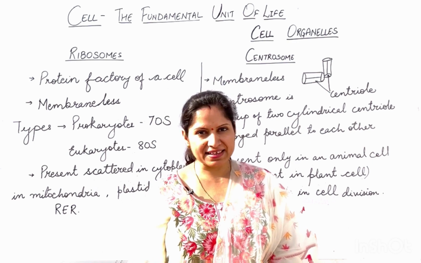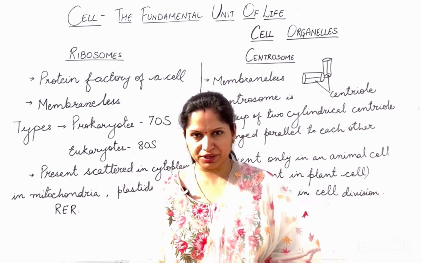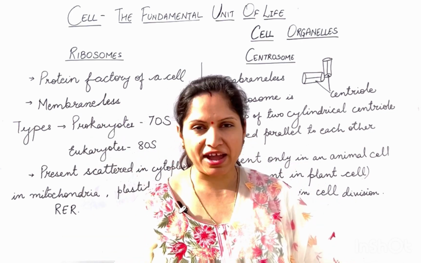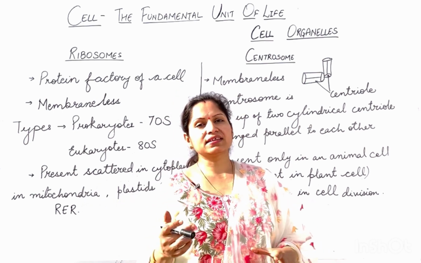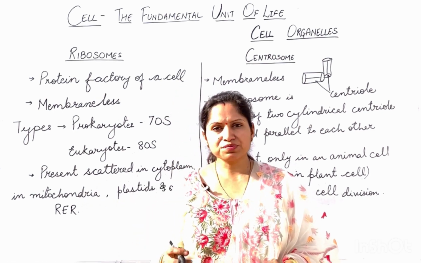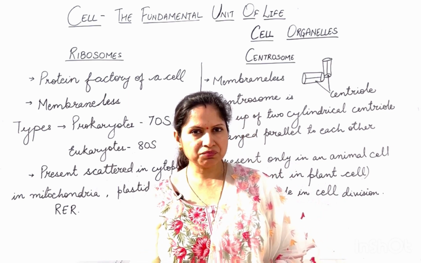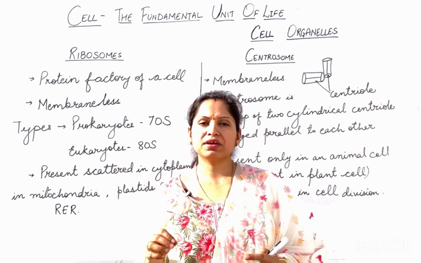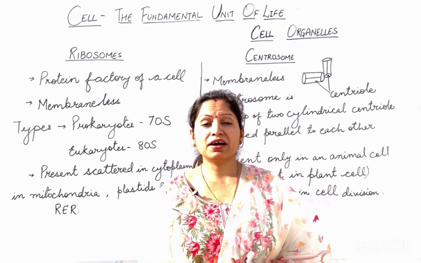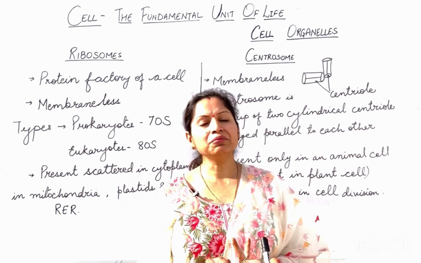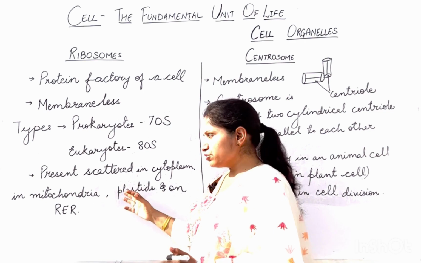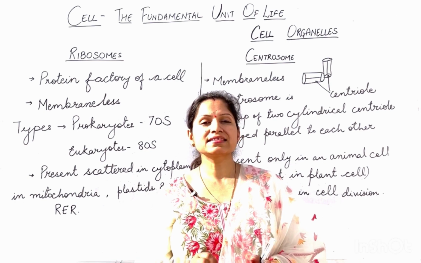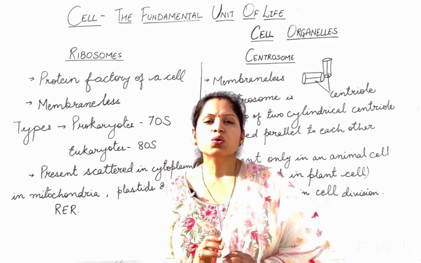Next two cell organelles are both membraneless, that is, they do not have any membrane around them. So the first one is ribosomes. Ribosomes are known as the protein factory of a cell. They help in the synthesis of proteins. Ribosomes are seen over the rough endoplasmic reticulum, found scattered in the cytoplasm, means here and there in the cytoplasm you can see many ribosomes. Apart from that, they are also present in mitochondria and plastids. So, the ribosomes are present on rough endoplasmic reticulum, mitochondria, plastids, and scattered in the cell cytoplasm.